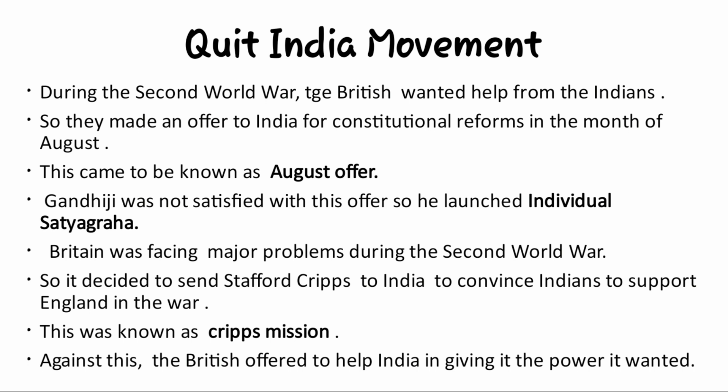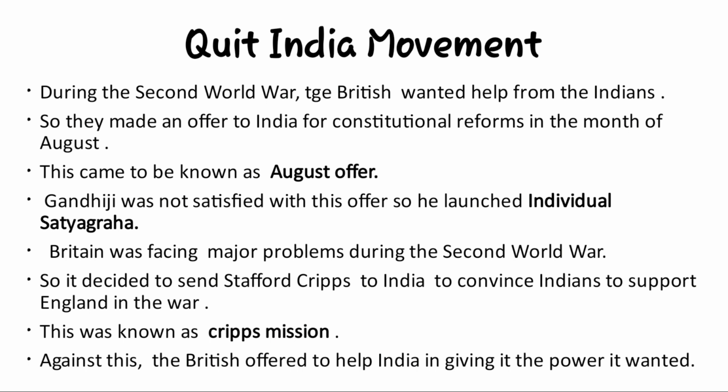During the Second World War, the British wanted help from the Indians because they were the allied force. They wanted the help of Indian soldiers. So, they made an offer to India for constitutional reforms in the month of August. This came to be known as the August offer. Britishers put forward some offers to make some constitutional changes, and that is known as the August offer. Gandhiji was not satisfied with this offer, so he launched individual satyagraha, personal satyagraha.